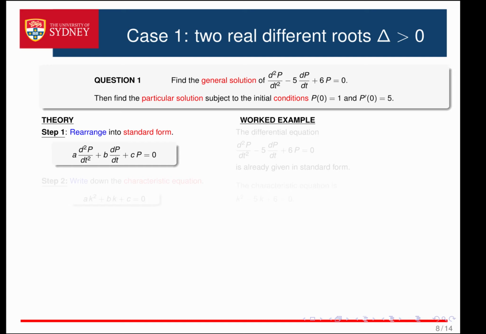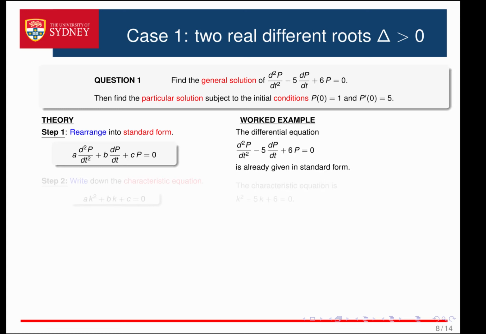Step 1. Our first step is to rearrange the differential equation into a standard form. Here, this means we must rearrange the differential equation so that all the terms containing p are on the left-hand side, so that here the right-hand side is 0. We also write the left-hand side in the order of second derivative, then the first derivative, then p. We will see that this ordering is important in the next step.